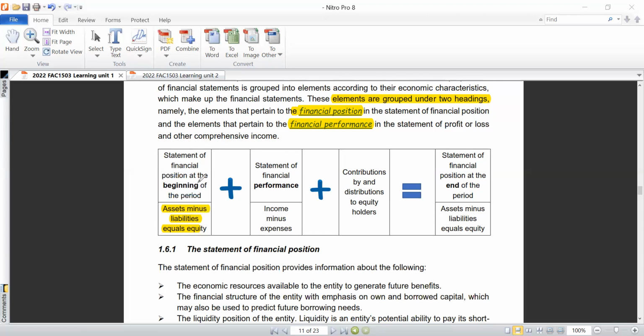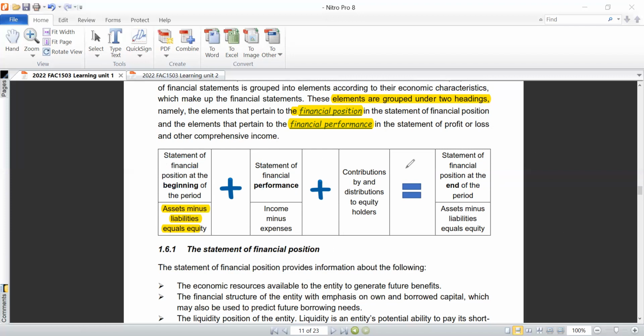So statement of financial position at the beginning of the period, assets minus liabilities equals equity. So yes, this is equity, of course, plus statement of financial performance, income minus expenses. Okay, so it's still part of equity anyway, this one. And then plus contributions, all of this is equity, by the way. But I don't want to confuse you, leader, on this part.